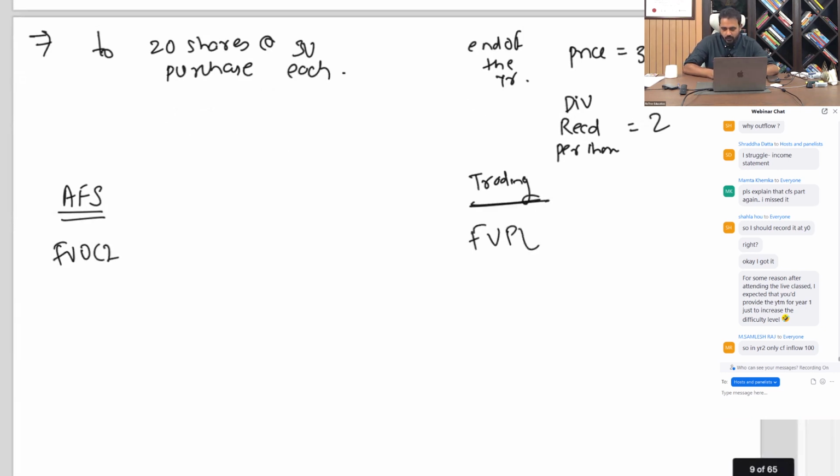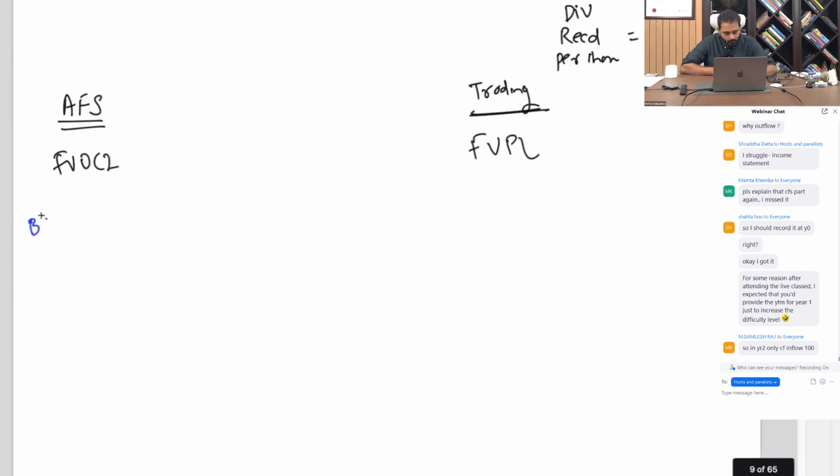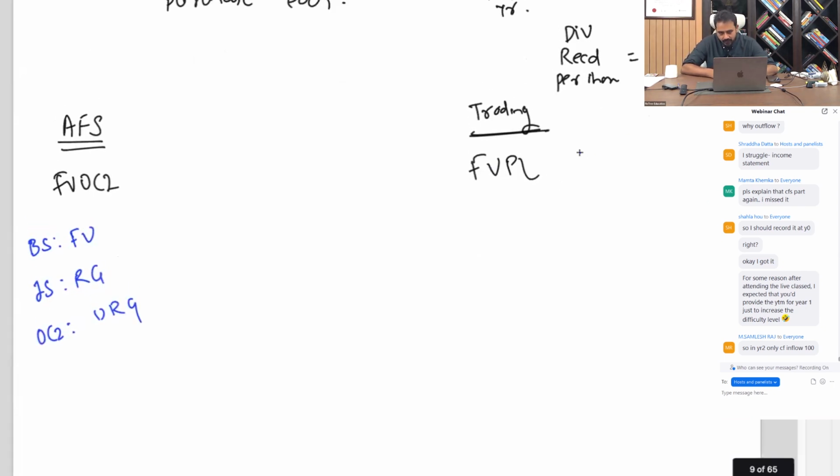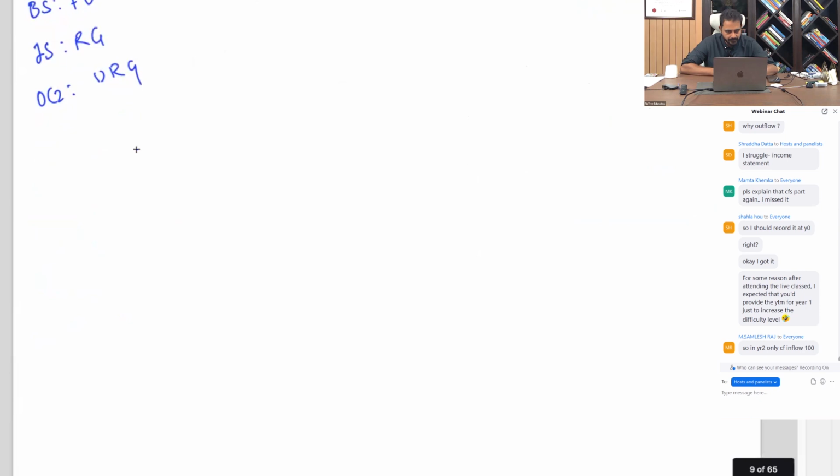Now, this one I'm going to solve for you. I just want you to observe carefully. Remember, on balance sheet, we are going to show this at fair value. On income statement, I'm going to capture only realized gain. And on the OCI, I'm going to show unrealized gain. Whereas in FVPL, on the balance sheet, yes, fair value, but income statement, we are going to recognize both realized as well as unrealized gain. So here's how accounting treatment will be.